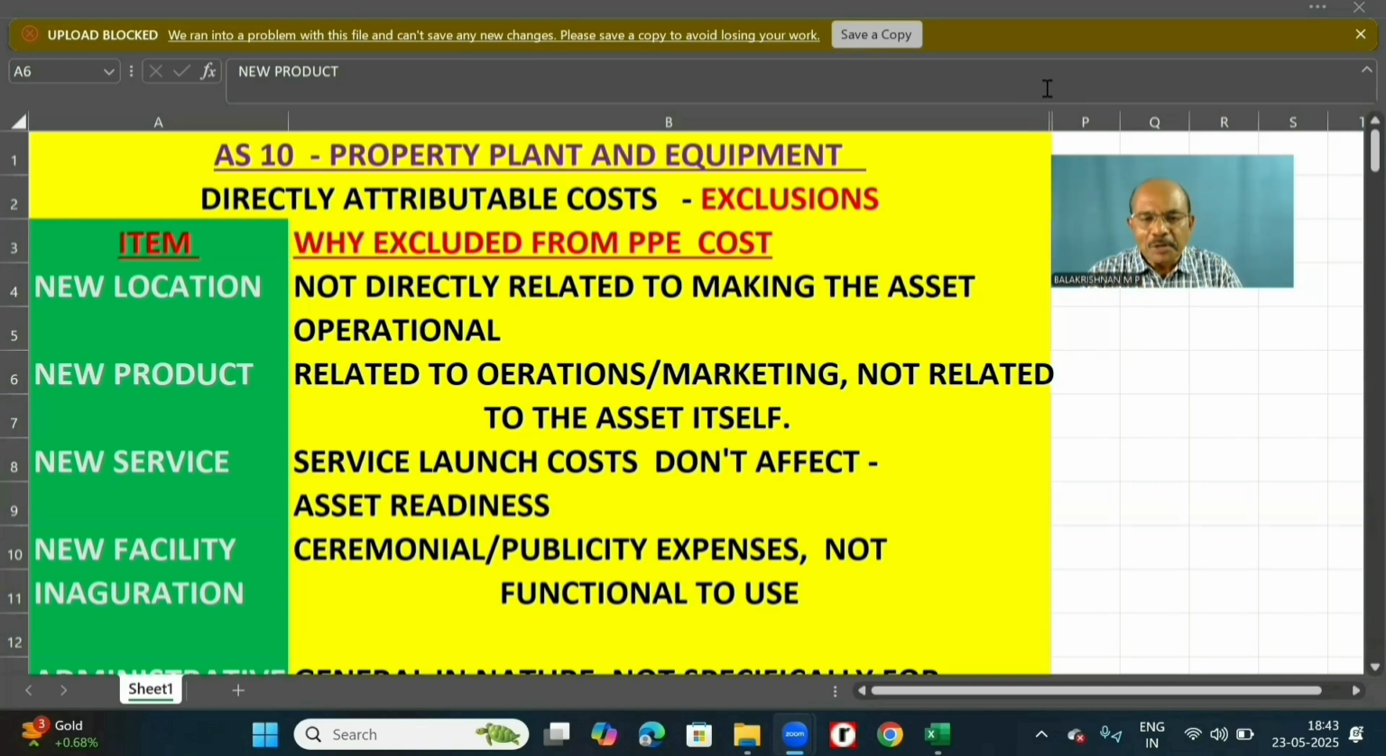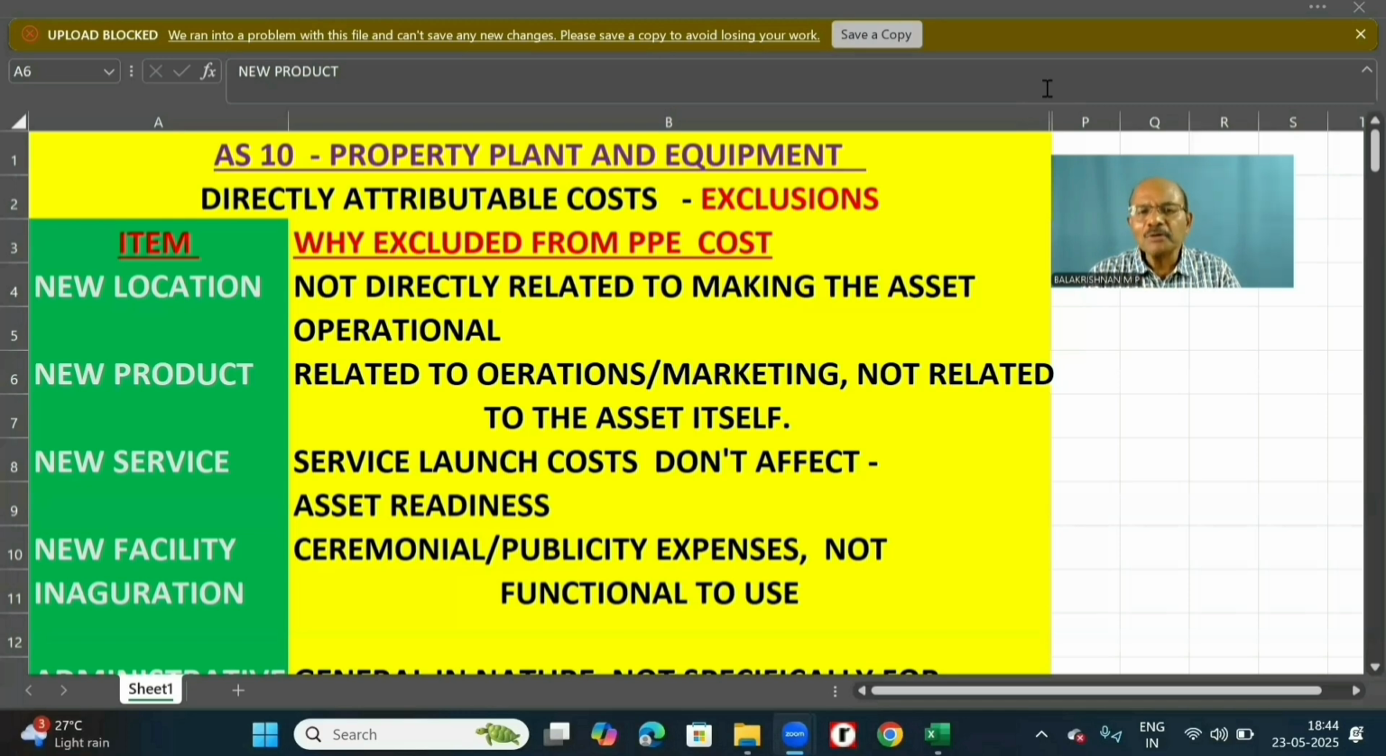Briefly, new product development is not about making the asset, for example, a machine, ready to work, but about how you plan to use that machine later. That's a business decision, not a technical readiness cost.